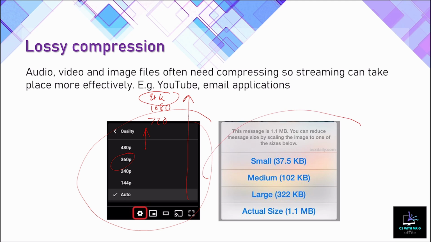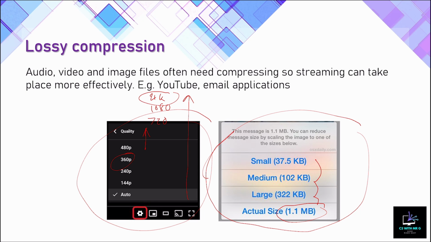Another thing you might have noticed is if you send an email on an iPhone and attach an image, it might ask you to compress the image so the file size goes down, which will again reduce the bandwidth and make the file size smaller so that it sends more quickly via an email. So the actual size was 1.1 megabytes, but we can choose to reduce it to any of these options above.